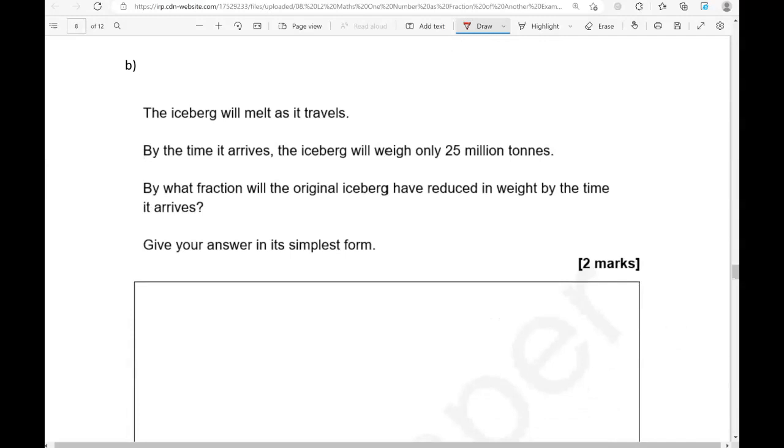The iceberg will melt as it travels. By the time it arrives, the iceberg will weigh only 25 million tons. By what fraction will the original iceberg have reduced in weight by the time it arrives? Give your answer in its simplest form.